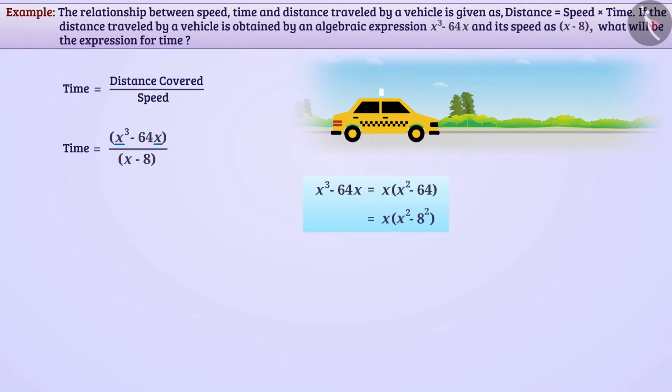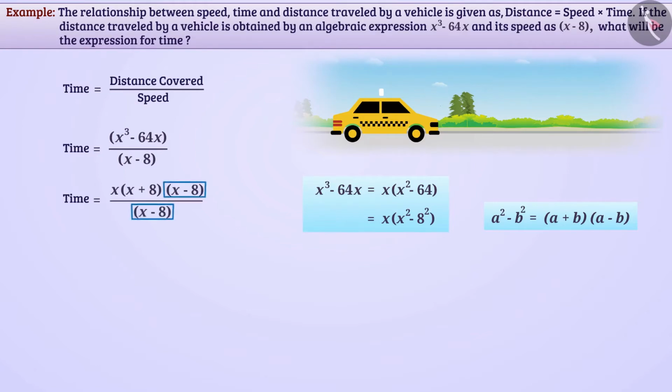We can see that 64 is the square of the number 8. Therefore, we can use this identity. Thus, the numerator can be expressed in the form of its factors as x into bracket x plus 8 into bracket x minus 8. Now, we see that x minus 8 is common to both the numerator and the denominator.